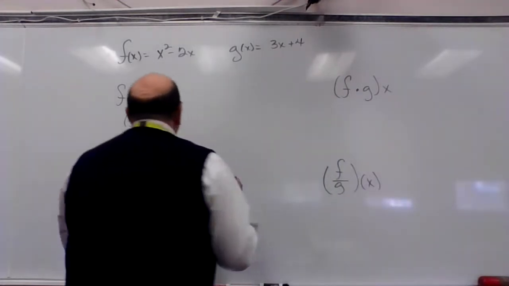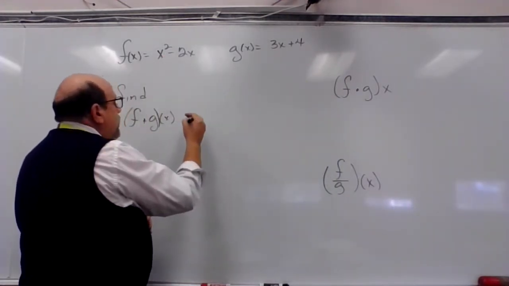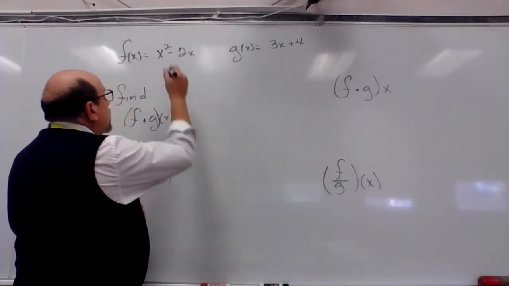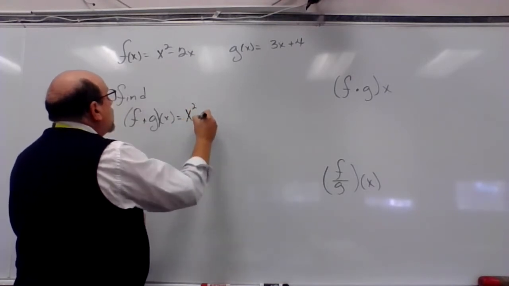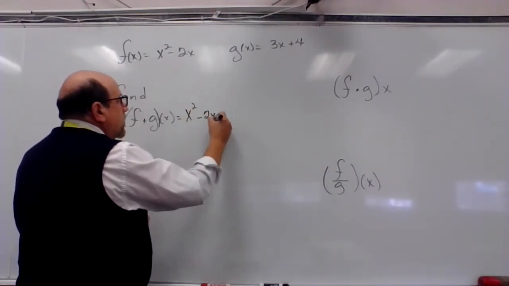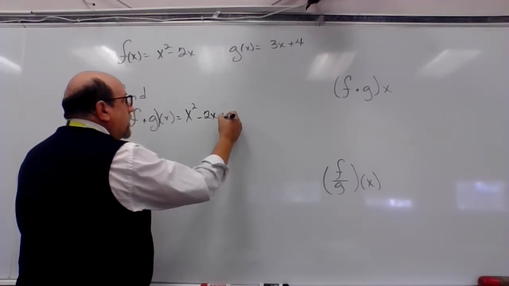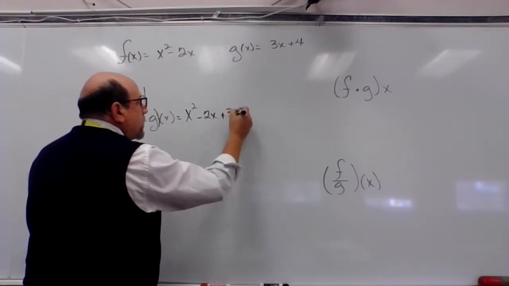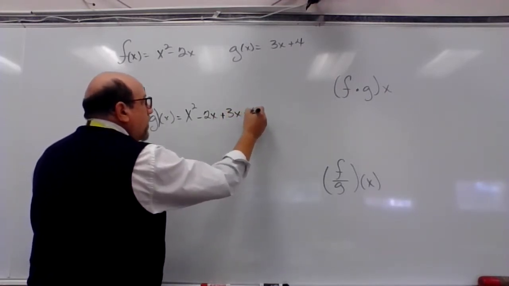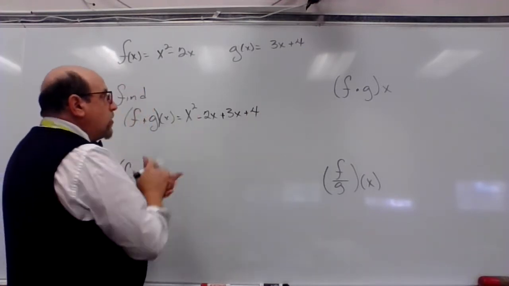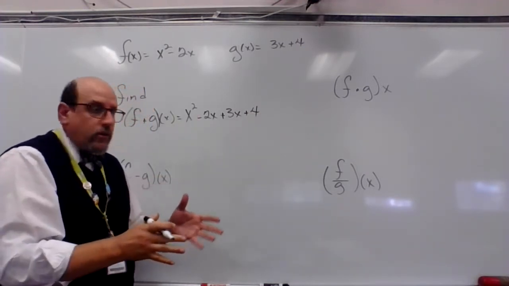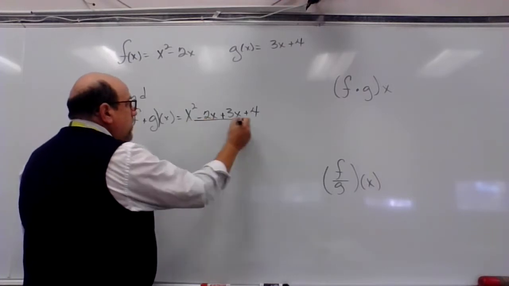So we're going to take our f function here, and this is going to be equal to x squared minus 2x, and then we're going to add to it 3x plus 4. Well, this is almost finished here, right? We only have two like terms. We have these guys here. We're going to put them together.